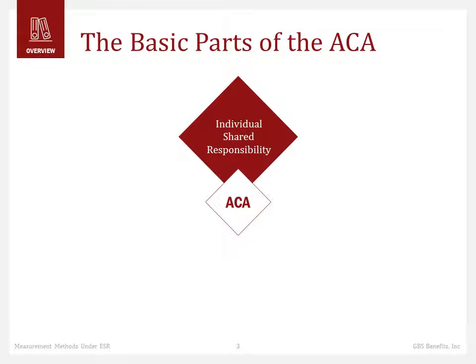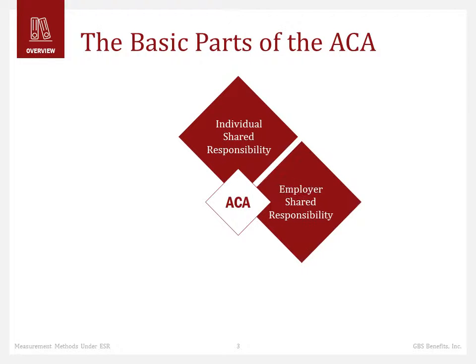So here are the basic parts of the Affordable Care Act. There's the individual shared responsibility, also referred to as the individual mandate. That's the mandate that requires individuals to get coverage for themselves and their dependents or pay a penalty. Then we have the employer shared responsibility, also referred to as the employer mandate, and that's the provision that requires employers to offer health coverage to their full-time employees or be exposed to possible penalty.